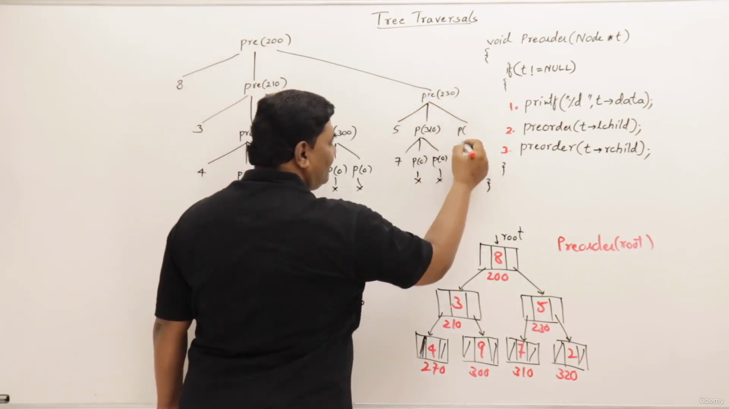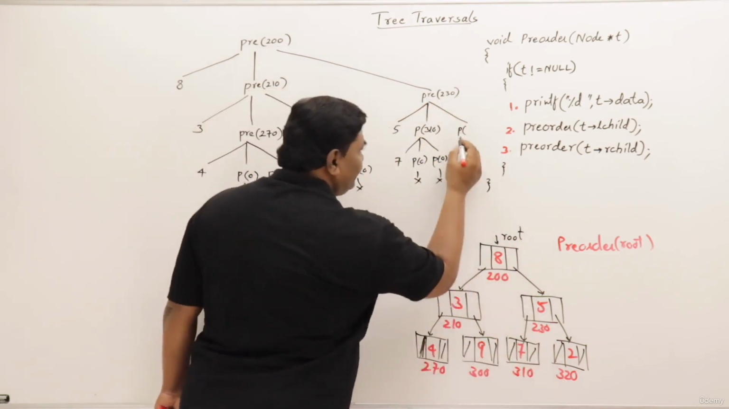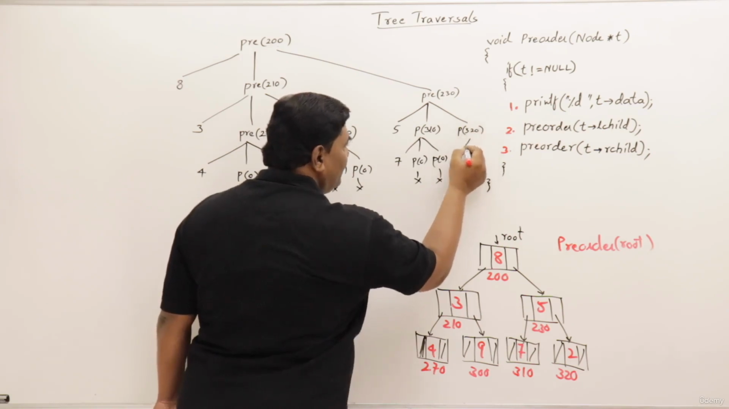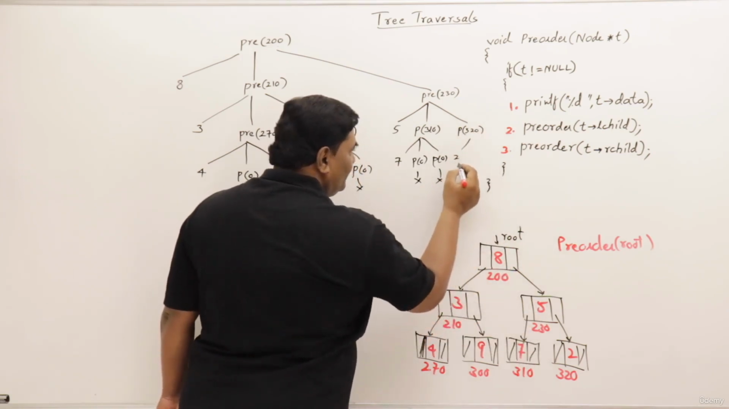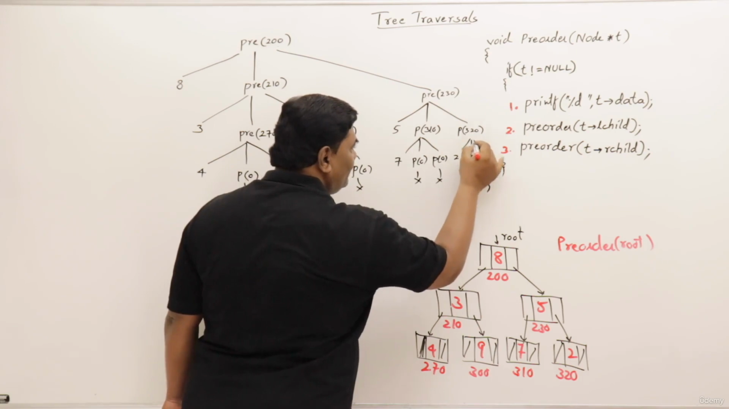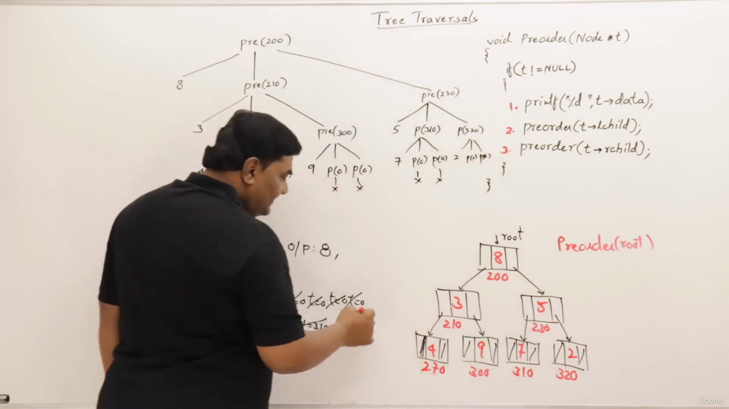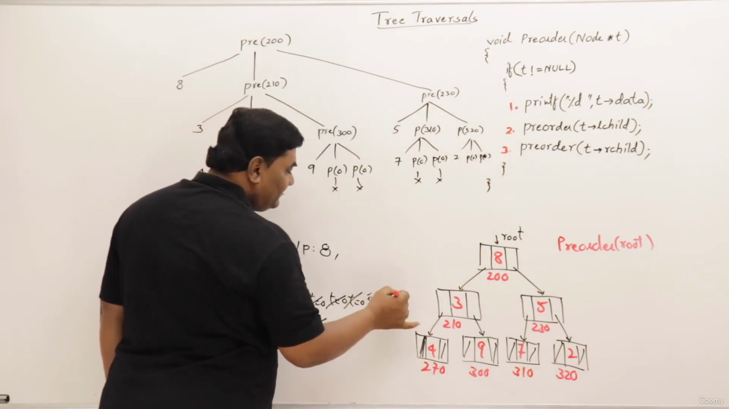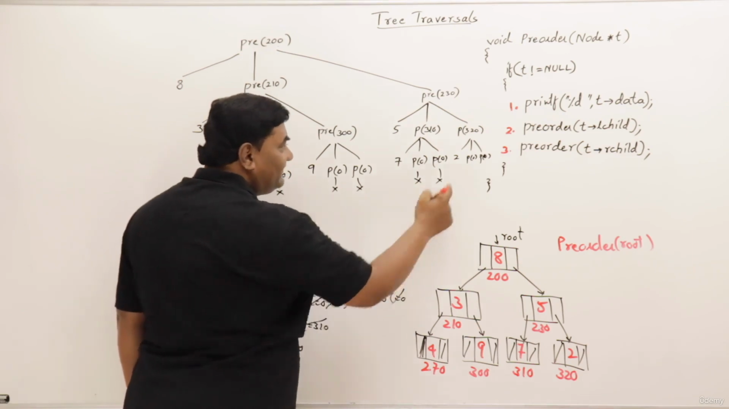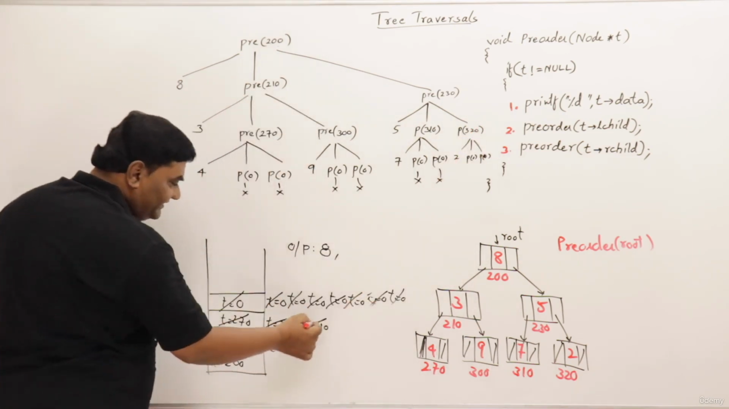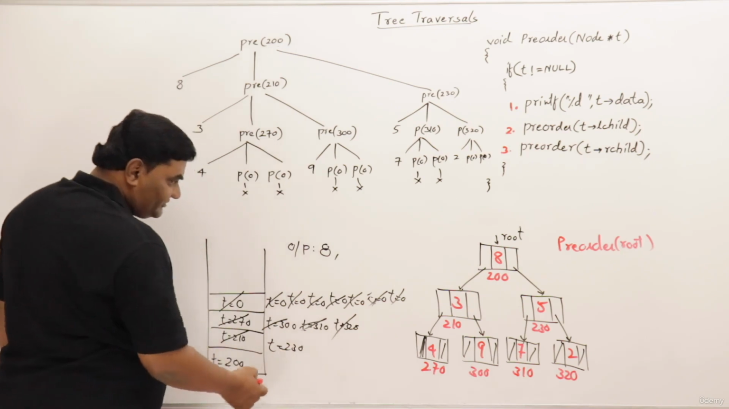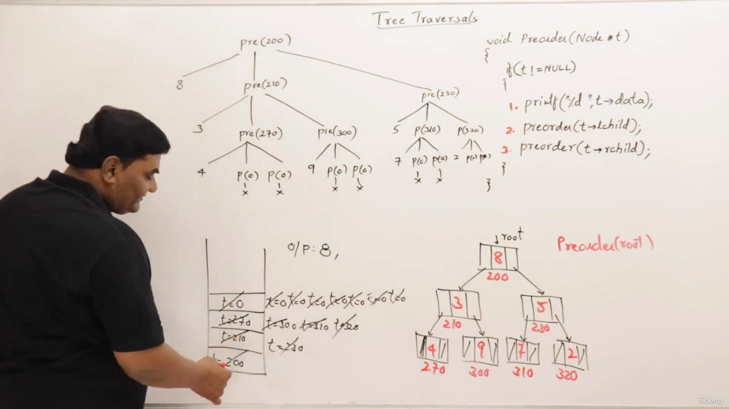320. So P for the right child. 320. For this one, it will print a 2 and it will call itself for 0 and 0. Okay, so two more zeros are created. Then they are deleted. This is over. So 320 is finished. Then 230 is also finished. Then this is also finished.